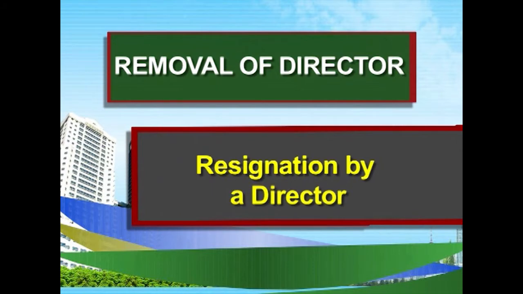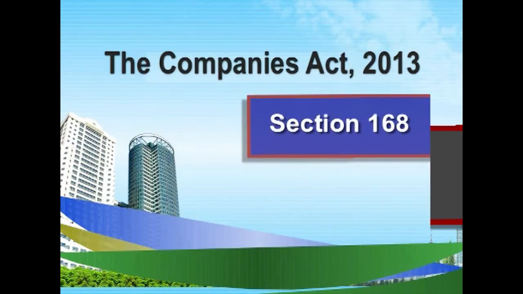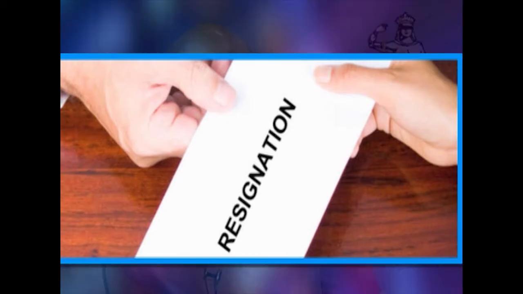Resignation by a director. According to section 168 of the Act, a director may resign his office in a manner provided in the articles of the company. If the articles are silent, he may resign his office any time after giving reasonable notice to the company and the board.